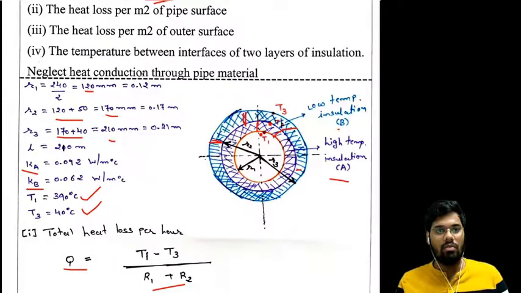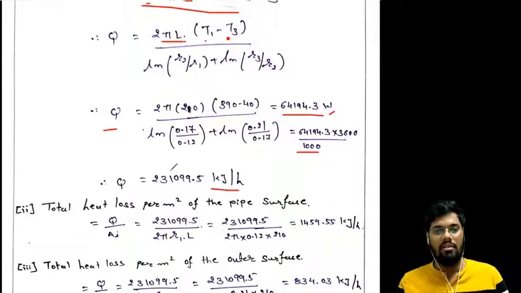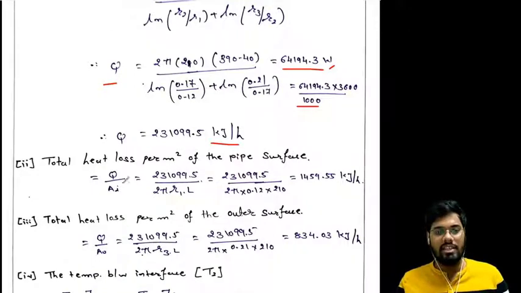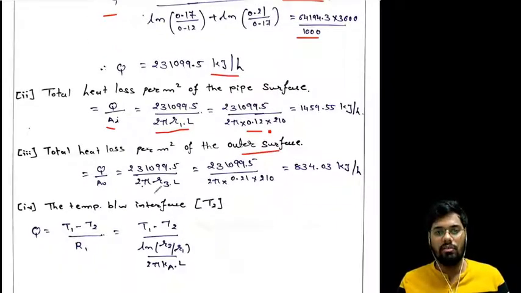Second, we need to find the heat loss per meter square of pipe surface. It's per meter square, so we need to divide by the area of the inside surface. The inside surface area would be 2 pi R1 into L. We know the values of R1 and L. The third thing is the total heat loss per meter square of the outer surface. For the outer surface, the area would be 2 pi R3 into L. So it would be 834.03 kilojoule per hour.